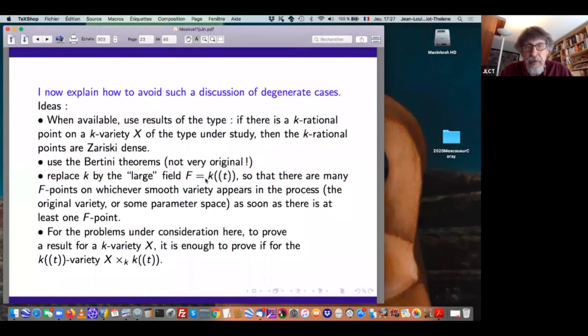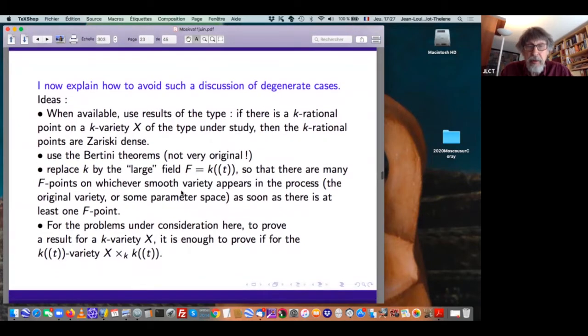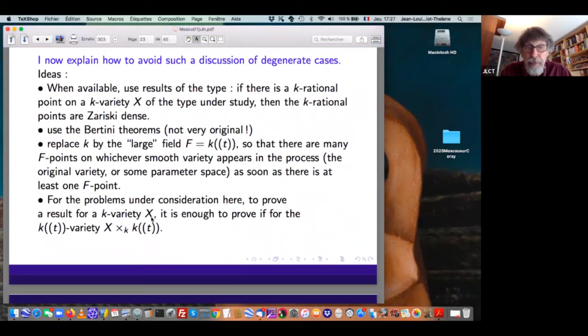The second idea, which is not very original for this kind of problem, is to use Bertini's theorems. But it's Bertini's theorems where you impose your linear system to go through some points, so it's not the standard thing you find in the literature. Then there's another idea, which I've seen before, which is to replace K by a large field. You take your variety over K and go over to the field K((t)). Because the field is large, I'll come back to this, over a large field, if you have one smooth rational point, then you have lots of rational points. And what happens is that for the problems considered here, to prove a result for a K-variety X, it is enough to prove it for the K((t))-variety X times K, K((t)). So that's a new trick for this kind of problem.